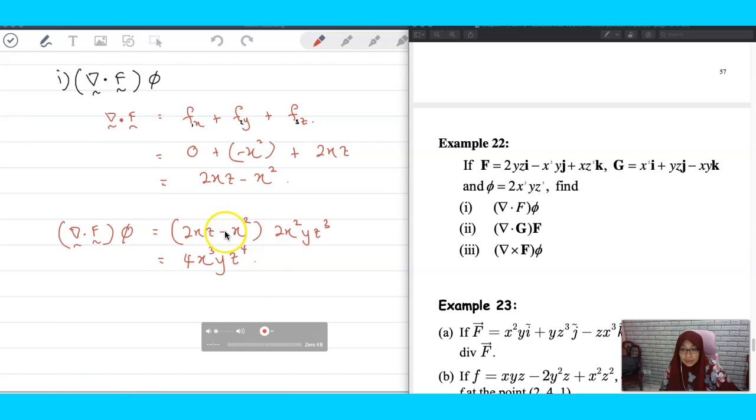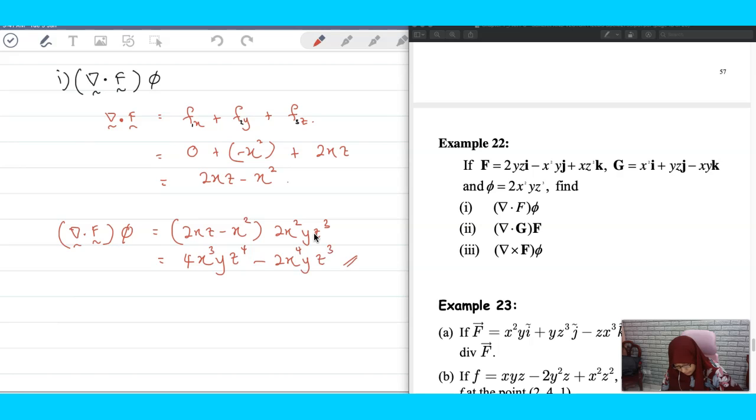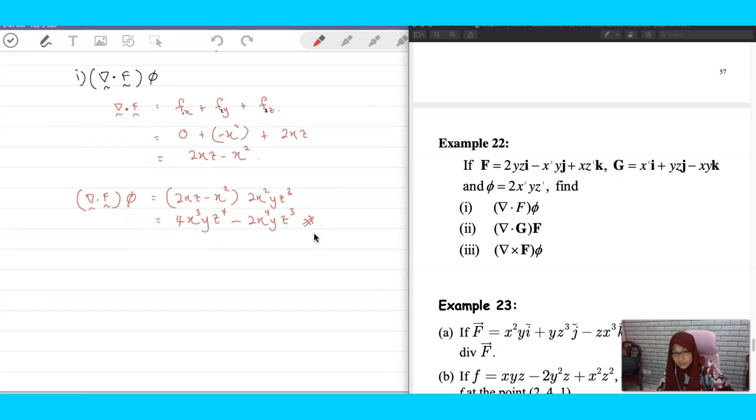So we get 4x cubed yz to the fourth minus 2x to the fourth yz. Okay, so that is the first question.